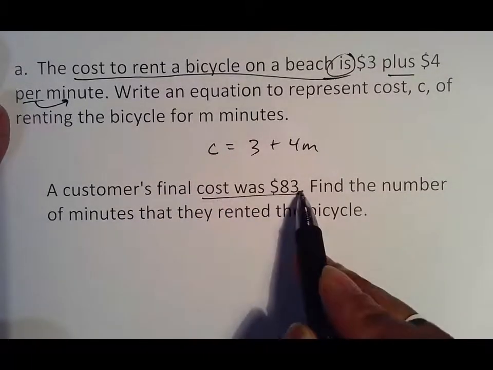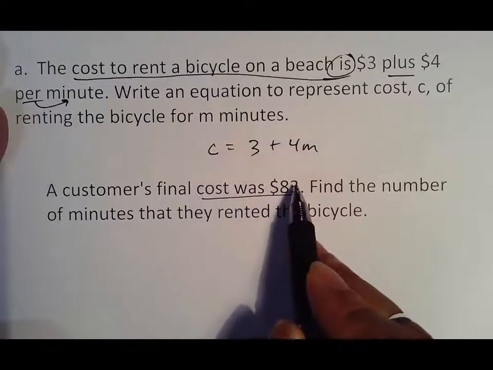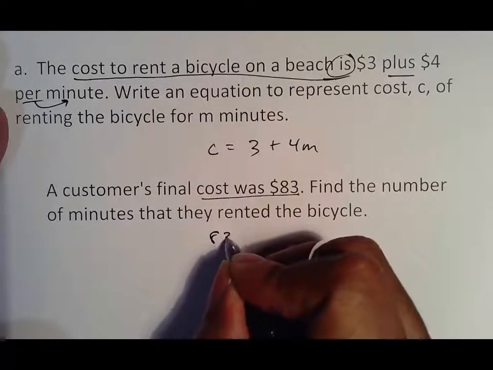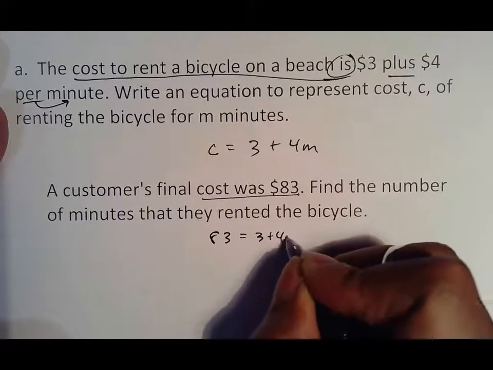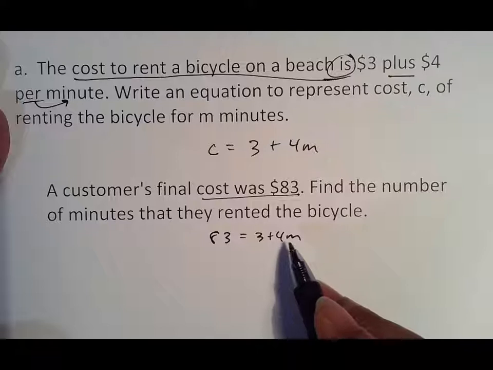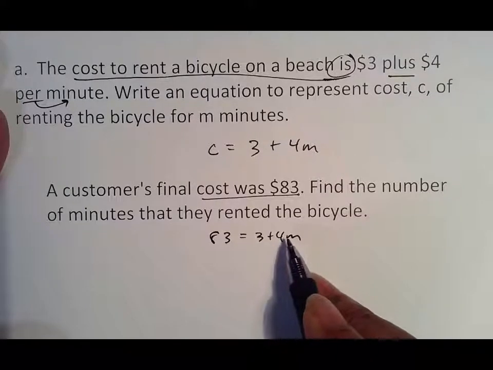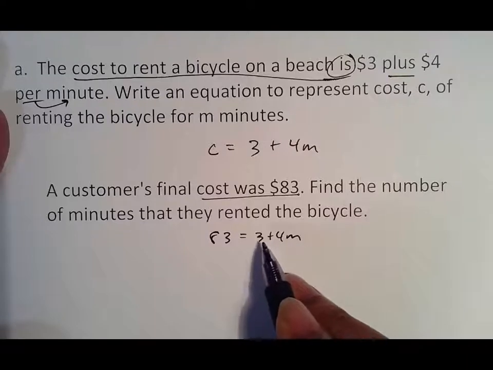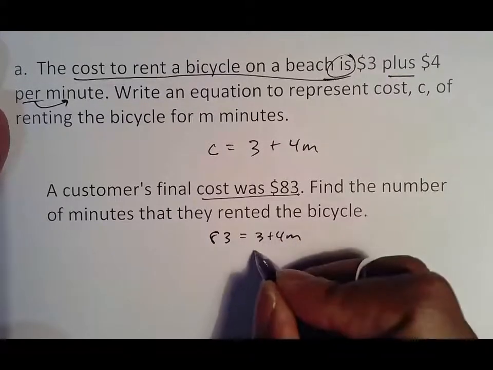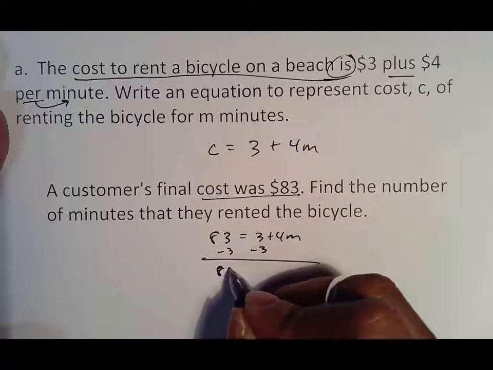Notice the cost was $83. That's the cost, which means that should go in for C. So we are going to substitute 83 for C and then solve. Well, here's the funny thing. Remember I said that the added value gets moved first? This isn't really the added value because that's 4 times n. The added value is really the 3. And since this is a positive 3, we are going to move it with a negative 3. 83 minus 3 makes 80.